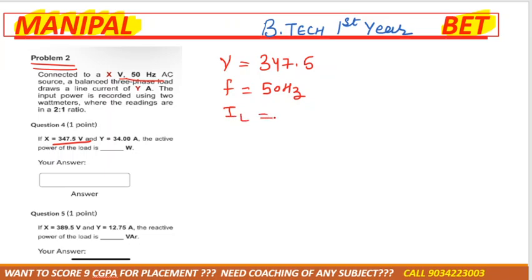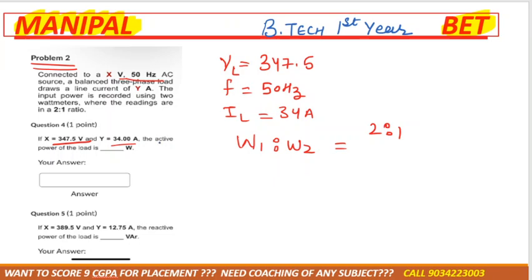Line current means IL. Automatically I told you the voltage is VL only. The Y ampere means 34 ampere. The input power is recorded by using two wattmeter readings, where the readings are in the ratio 2:1, means W1 to W2 ratio is 2:1, right? This one is the given.